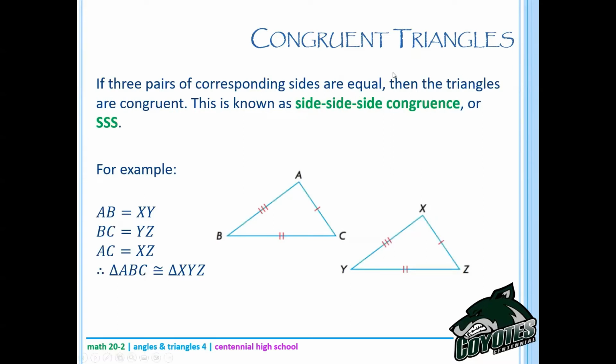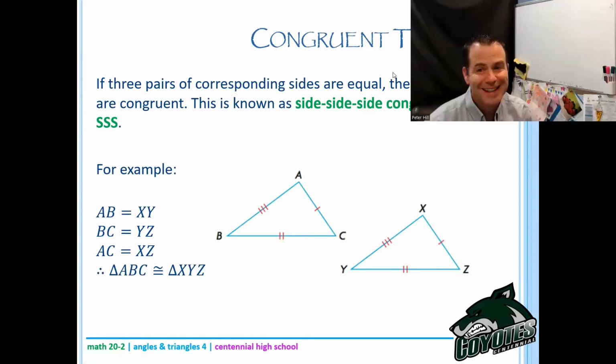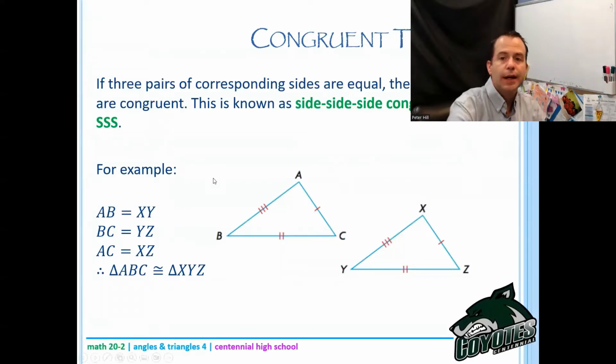If three pairs of corresponding sides are equal, then the triangles are congruent. This is known as side-side-side congruence, or SSS. In the diagram here, we have AB equals XY. Those lines correspond to each other. They're exactly the same. Then we have BC equals YX.